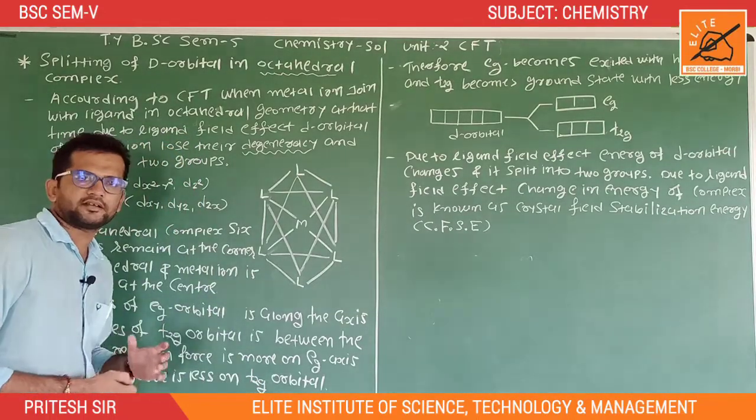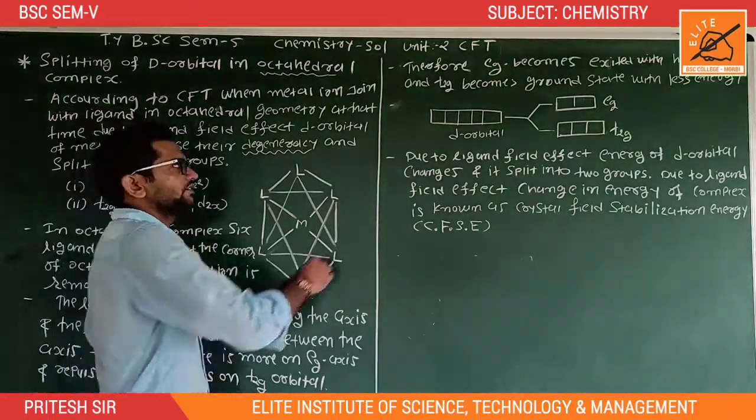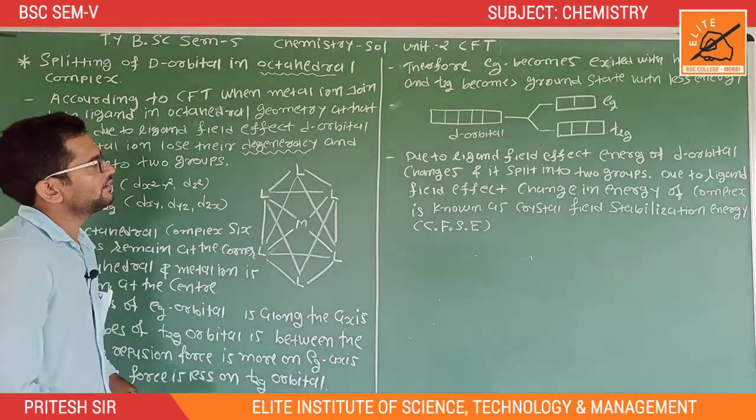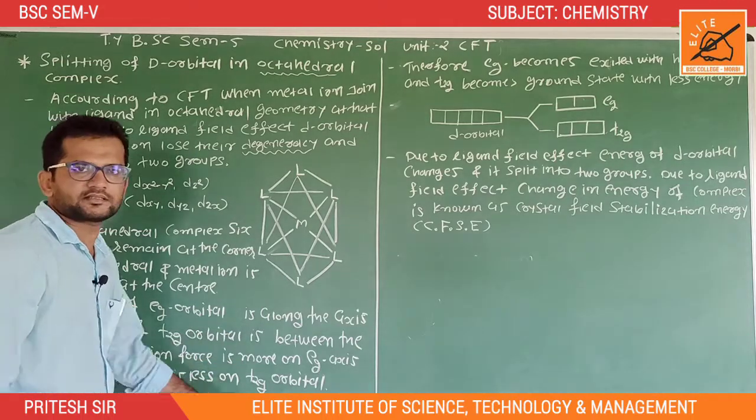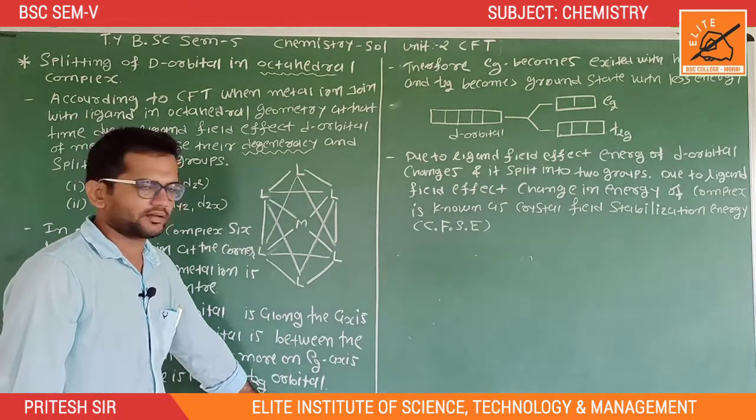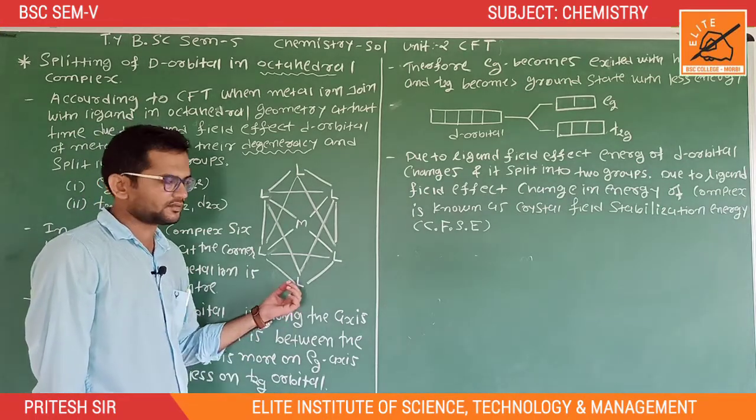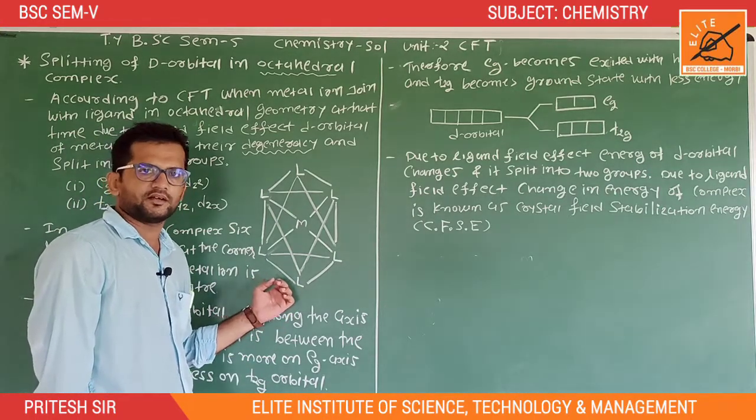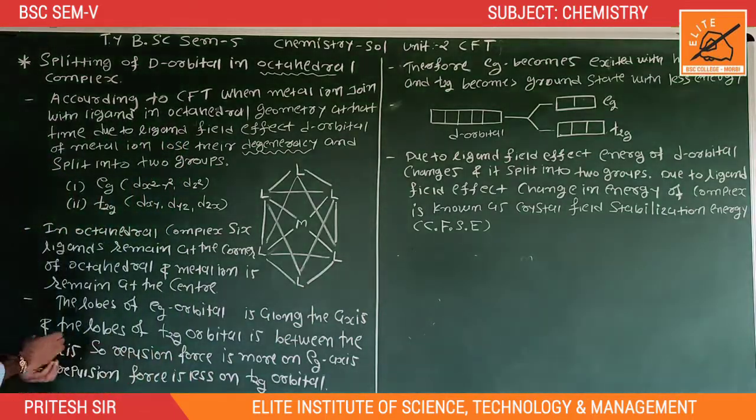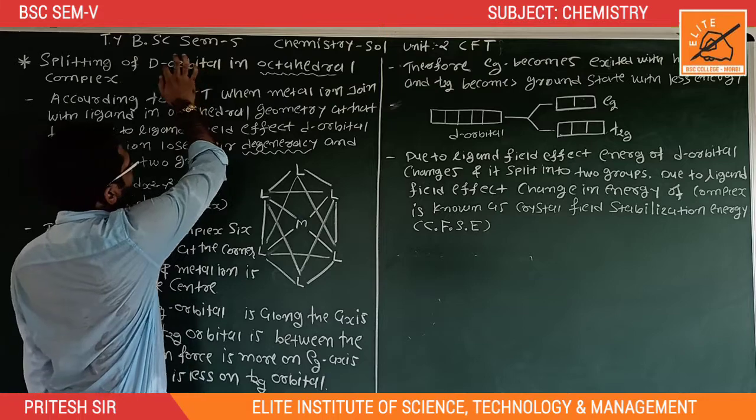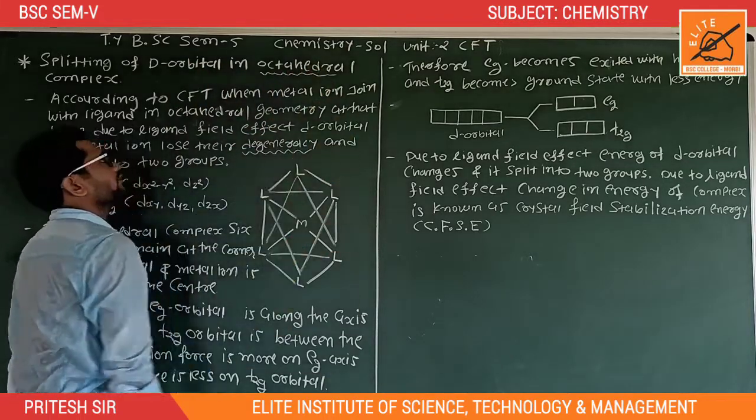This is the third lecture of unit number 2, that is CFT, crystal field theory. In our previous lecture we discussed the main points of CFT, and today we start a new topic of CFT, that is splitting of d orbital in octahedral complexes.